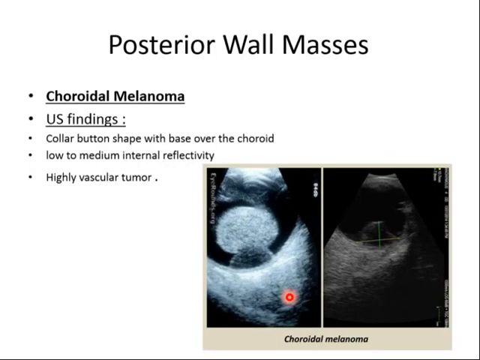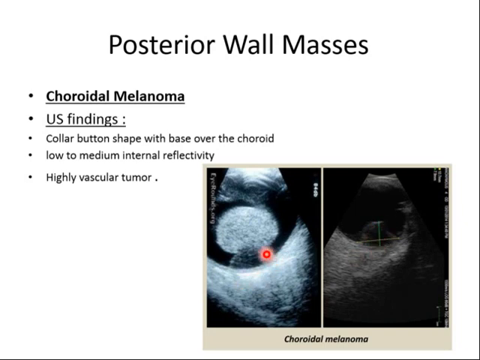Okay. Posterior wall masses, I will discuss some of them. First, choroidal melanoma. This is the most common primary malignant tumor of the eye in adults. The ultrasound findings of choroidal melanoma are a collar button shape with the base over the choroid, and the echogenicity will be low to medium. This is a highly vascular tumor on ocular Doppler.